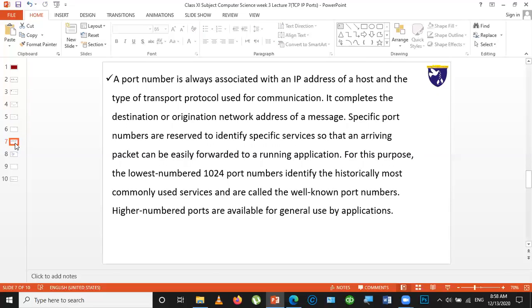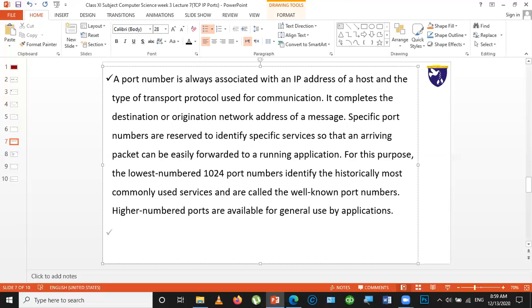is received by using TCP or UDP ports. So we can say that there are 2 types of ports: one is TCP and the other is UDP. UDP stands for User Datagram Protocol, and TCP stands for Transmission Control Protocol.